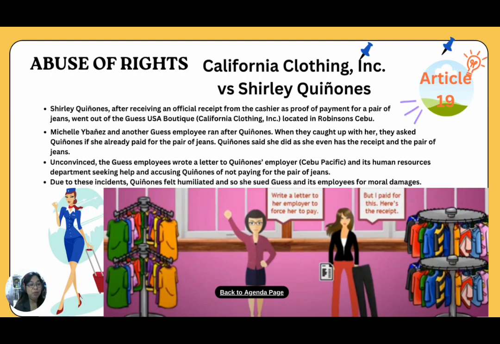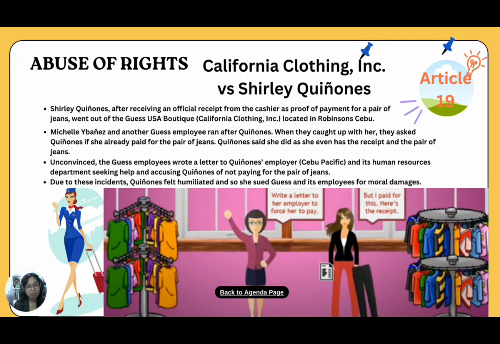And then what they did was, they wrote to the employer of Miss Quiñones, the Cebu Pacific, and the Human Resource Department. They asked the Human Resource Department to help them collect from Miss Quiñones the jeans she purchased or bought. Because of the incident, Miss Quiñones felt humiliated, and so she sued Guess and its employees for moral damages.